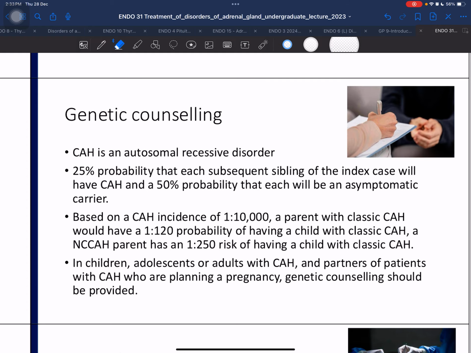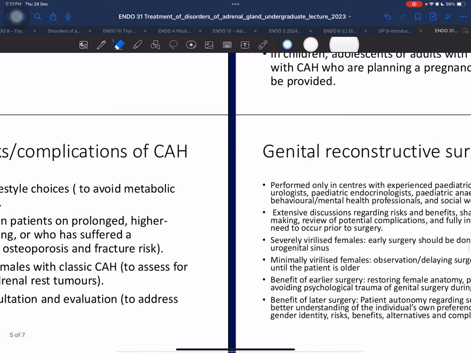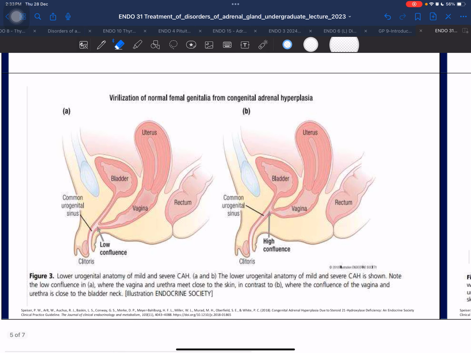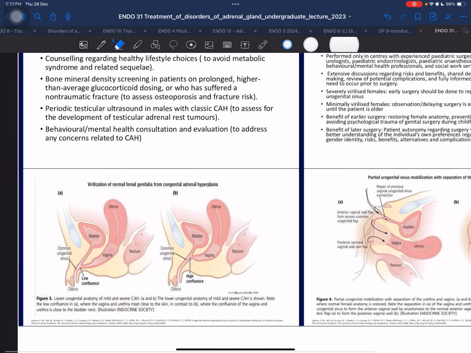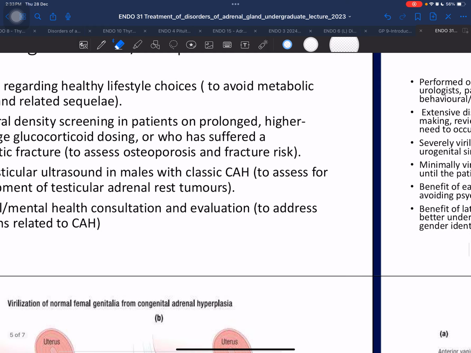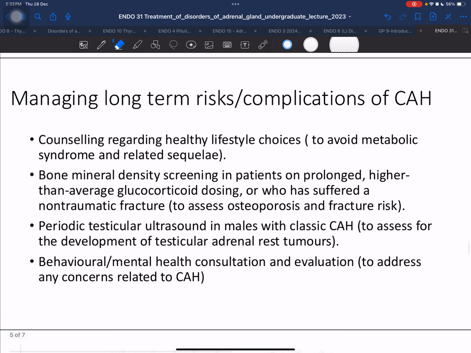Managing long-term risks or complications of CAH. General things that doctors have to do: counseling regarding healthy lifestyle choices. You need to do BMD, bone mineral density screening, because these patients are under prolonged glucocorticoid exposure, so they might have osteoporosis and increased risk of non-traumatic fractures. A testicular ultrasound has to be offered periodically to males to look for TARTs, and because they have an increased risk of psychiatric disorders, behavioral and mental health consultation is also important.